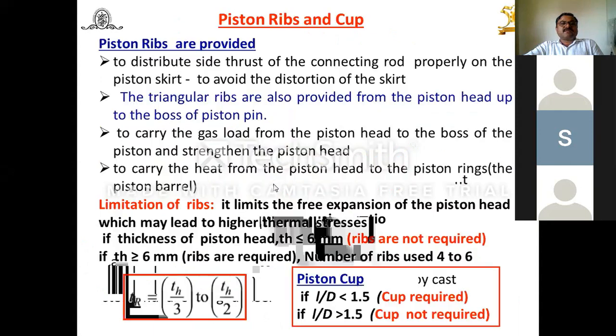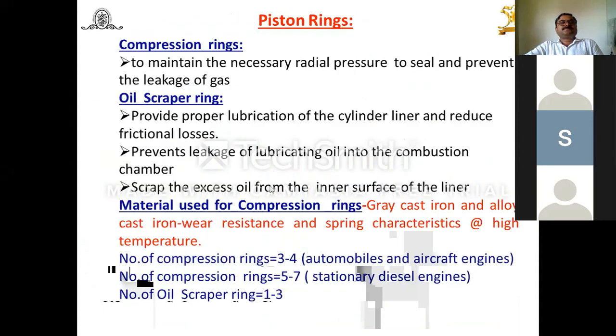Again, its function: the compression ring maintains the necessary radial pressure to seal up and prevent leakage. The main function is to prevent the leakage, or to seal it. And second, the necessary radial pressure is required, because otherwise there may be a possibility of leakage of the gas, or the air and fuel mixture in the case of petrol as well as diesel engine.